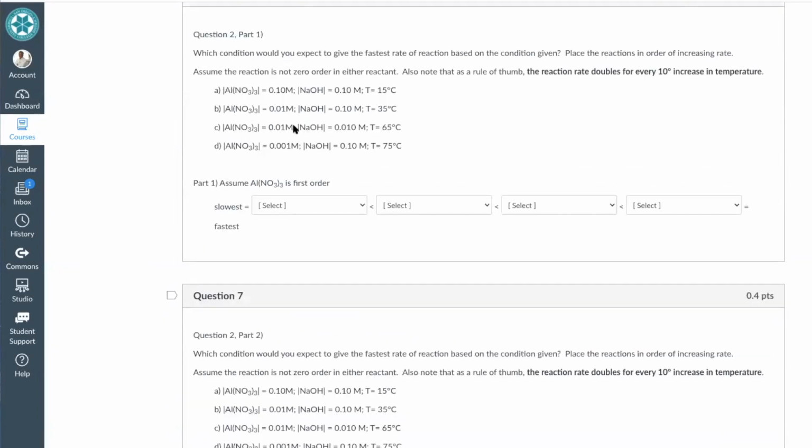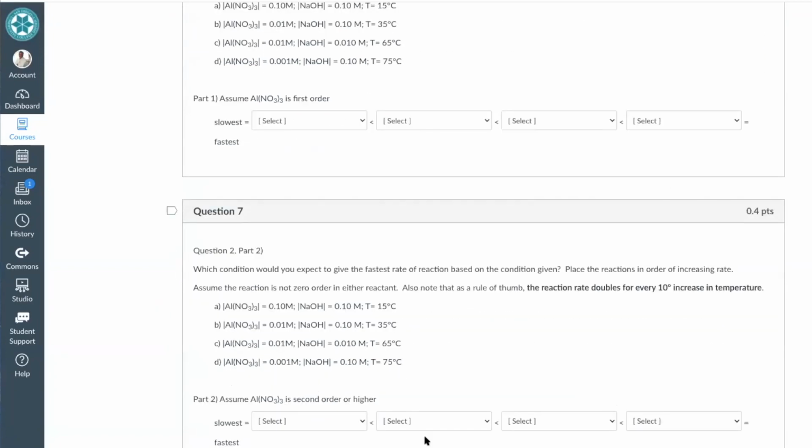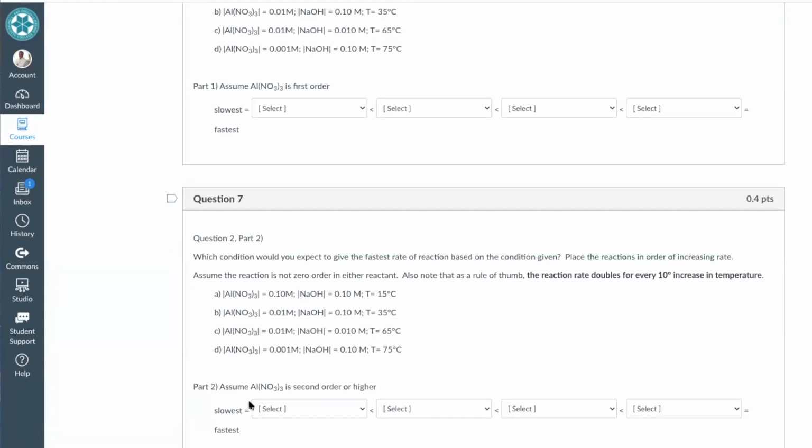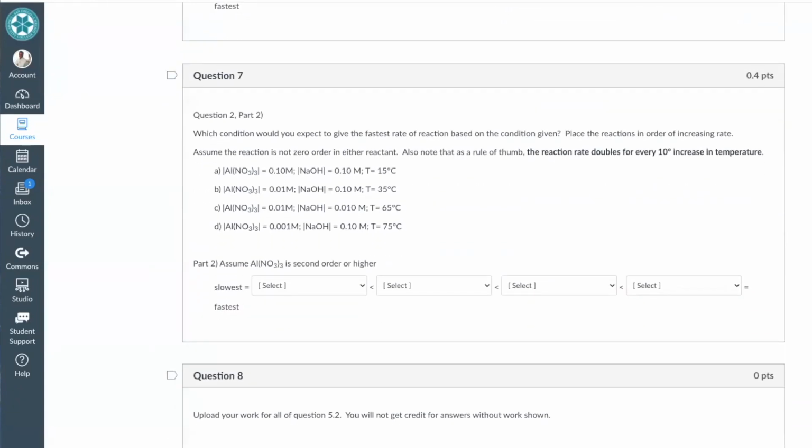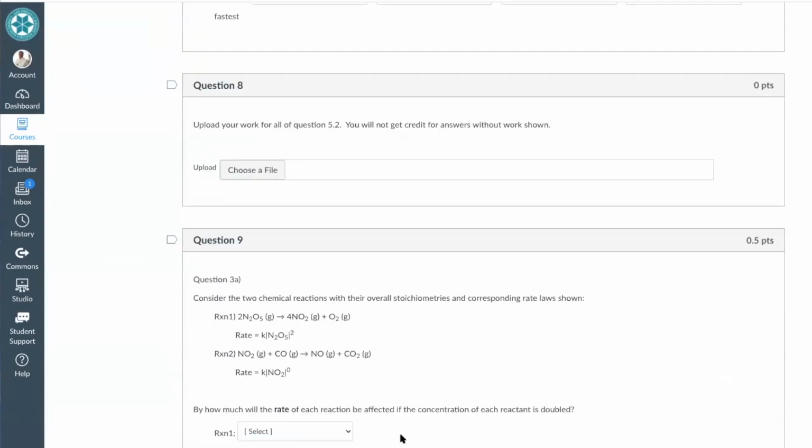This one I talked about last time. You have 4 conditions. You've got different concentrations, and then based on the temperature and the concentrations, you should be able to tell me which is the slowest and which is the fastest, okay? And then here, they're assuming that aluminum nitrate is 2nd order, and then which is the slowest and which is the fastest. You find out that they're pretty much the same, okay? And then upload your work here and your work should show the rationalization behind it.